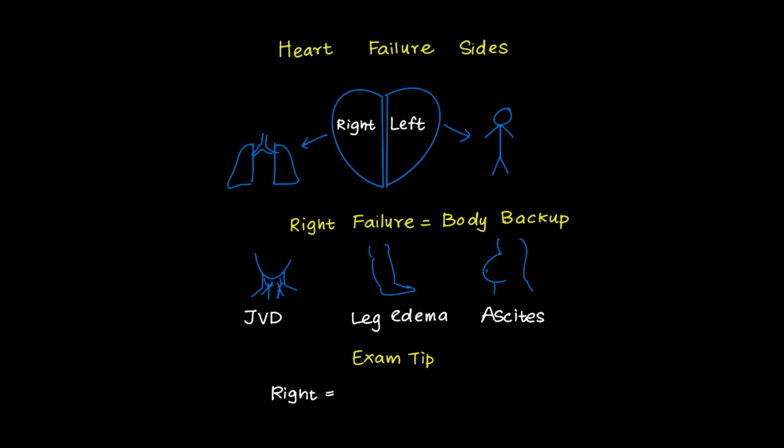Option A is wrong because left-sided failure shows pulmonary signs, not peripheral ones. Option C would need both sets of signs, and the question only lists peripheral findings. Option D ignores textbook cardiac congestion.